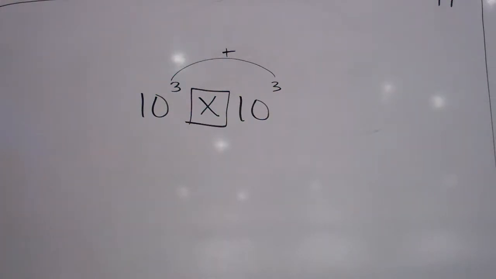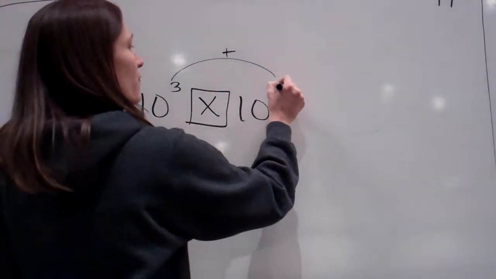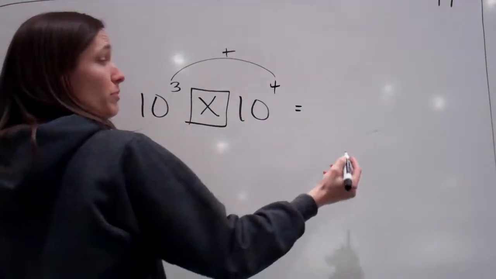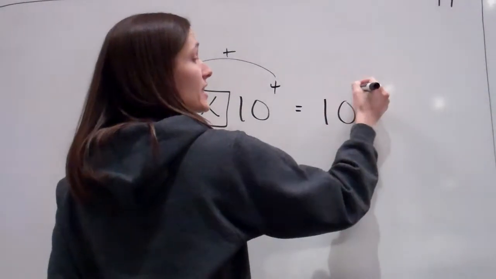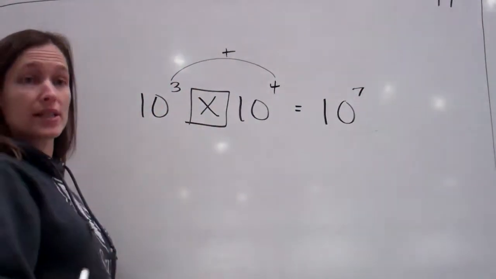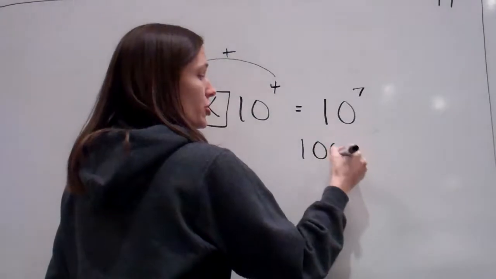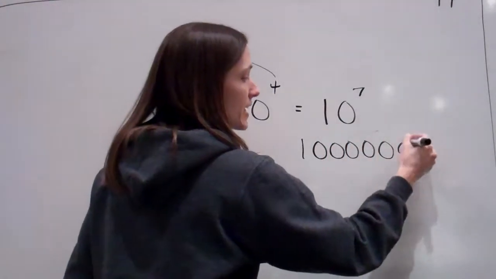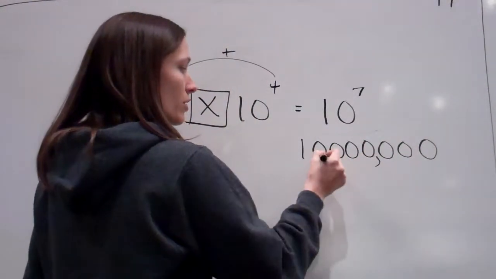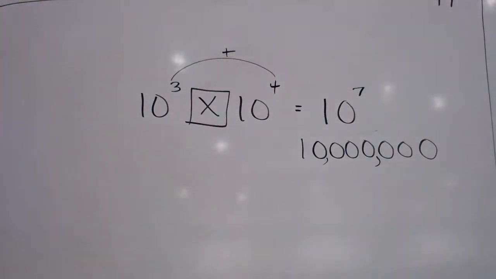Does it have to be the same? No. It can be different. So let's just say this had 4. My answer would be 10 to the 7th, which is really what? 1, 2, 3, 4, 5, 6, 7 zeros, which makes 10 million. Very good. Okay, so everybody see how we did that? It's really quite simple.